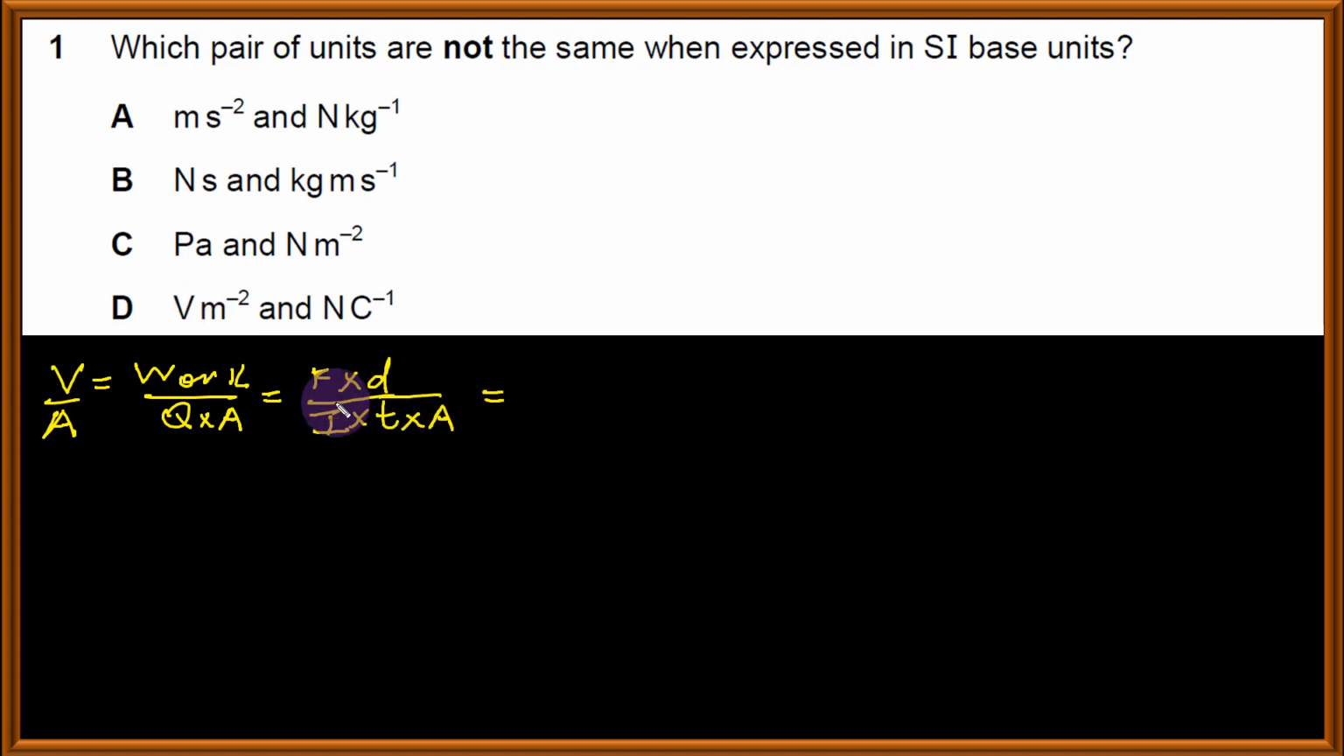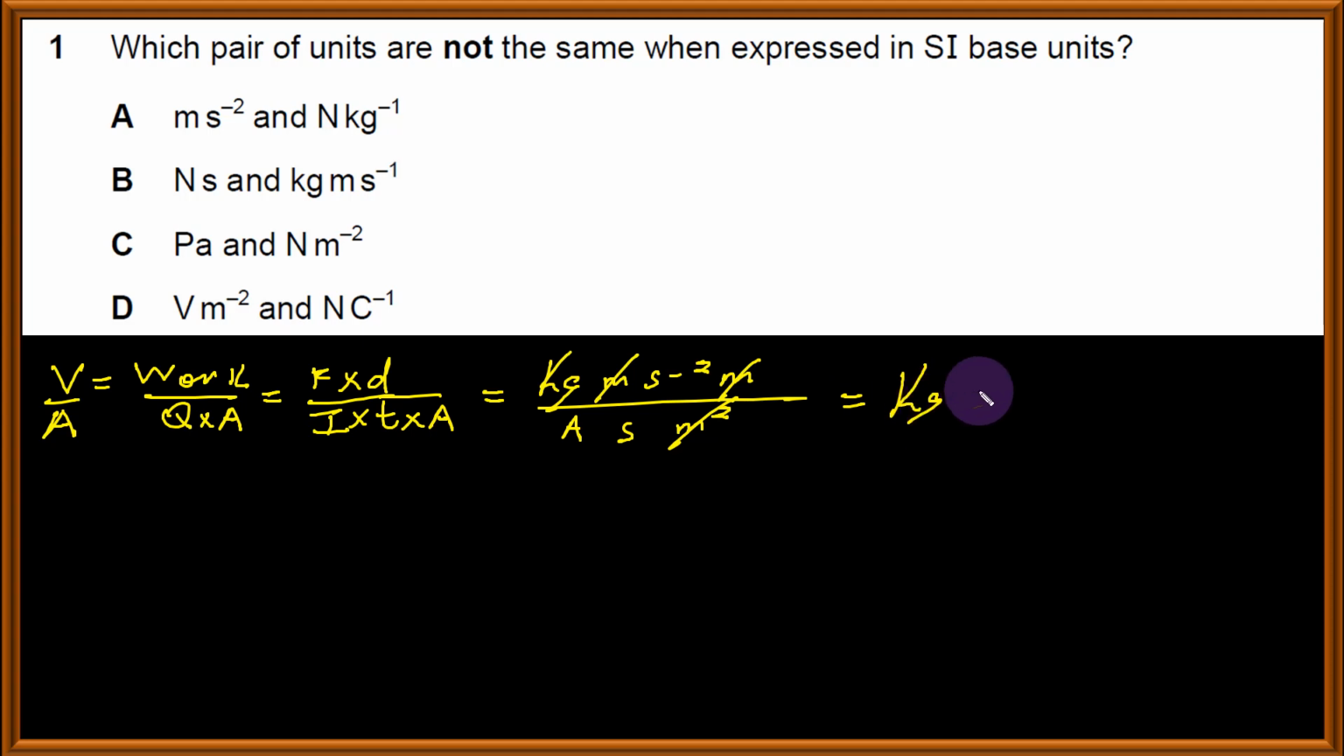In physics, you will encounter such situations whereby the symbol for the unit and the symbol for the physical quantity is the same. So at this point, force, we have already seen, is measured in kilograms meter per second squared. Distance is measured in meters. Current is measured in amperes. Time is measured in seconds. Area is measured in meters squared. At this point, I'll be able to see that this meters and that meters cancel comfortably. And this gives me kilograms per ampere per seconds cubed, that is, seconds raised to minus 3. So we have expressed volts per meters squared into SI base units.